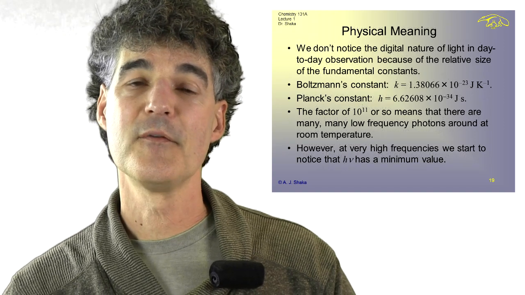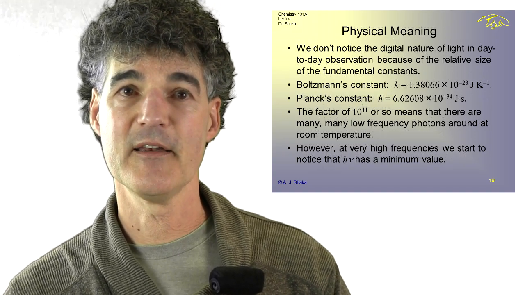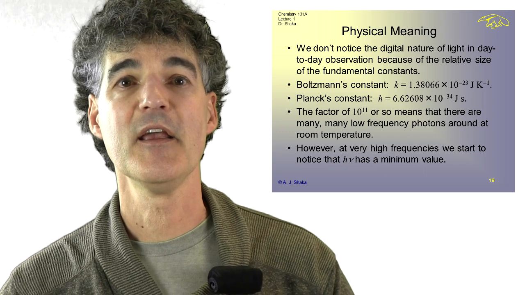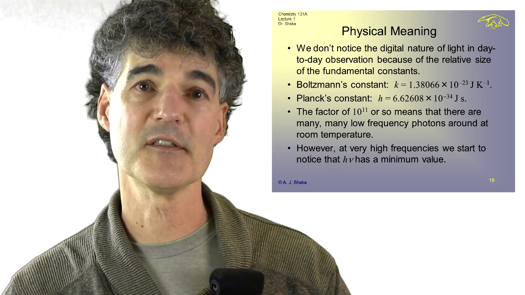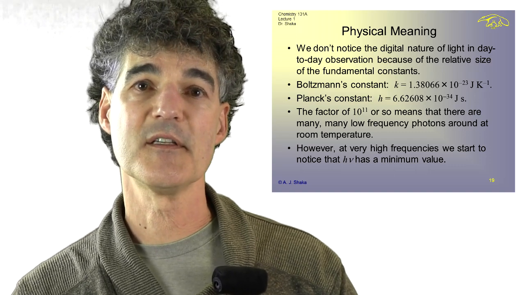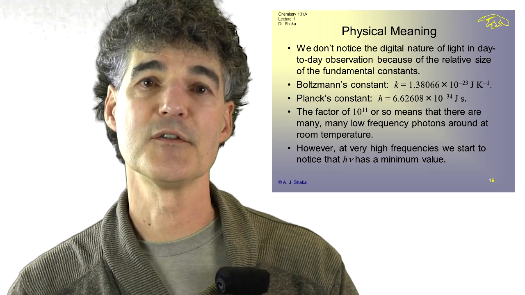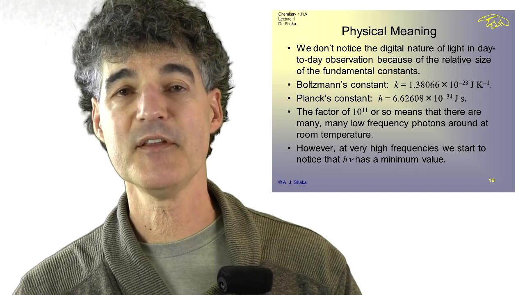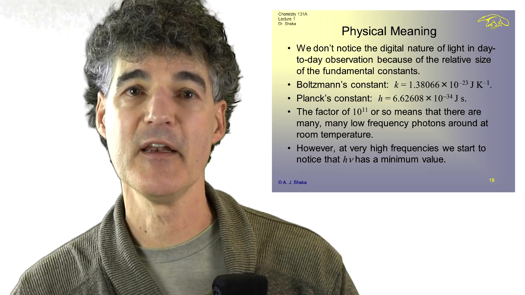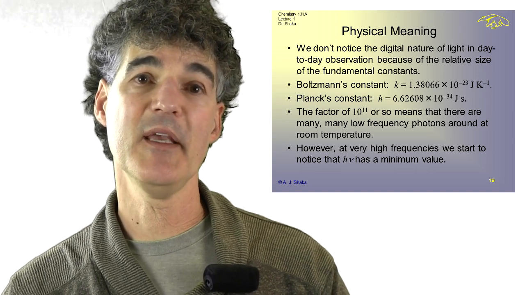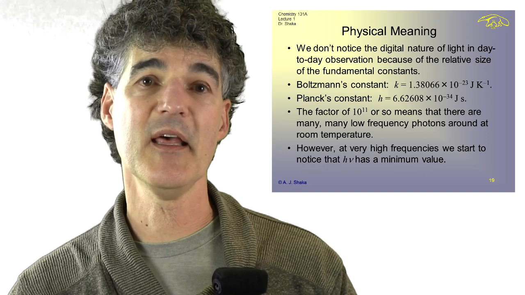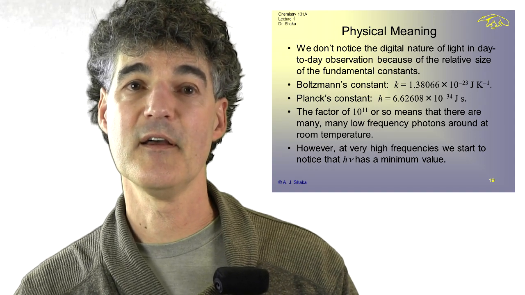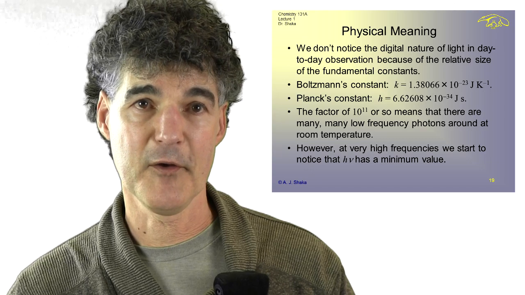The reason we don't notice the digital nature of light in day-to-day observation, we don't notice that it looks like sand or something like that, is because of the relative size of these two constants, k and h. Boltzmann's constant is 1 times 10 to the minus 23 joules per Kelvin, and Planck's constant is 6 times 10 to the minus 34, and that means there's a factor of about 10 to the 11, or 100 billion, between them. And that means that usually at low frequency there are plenty of photons around. But at high frequency we start to notice that h nu, the quantum of light, has a minimum value.